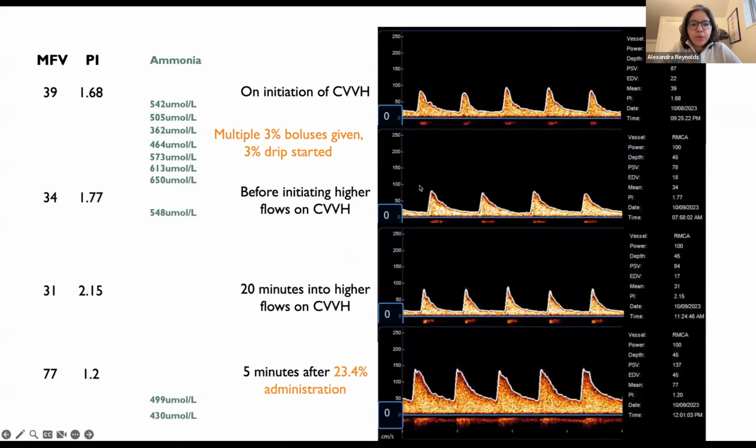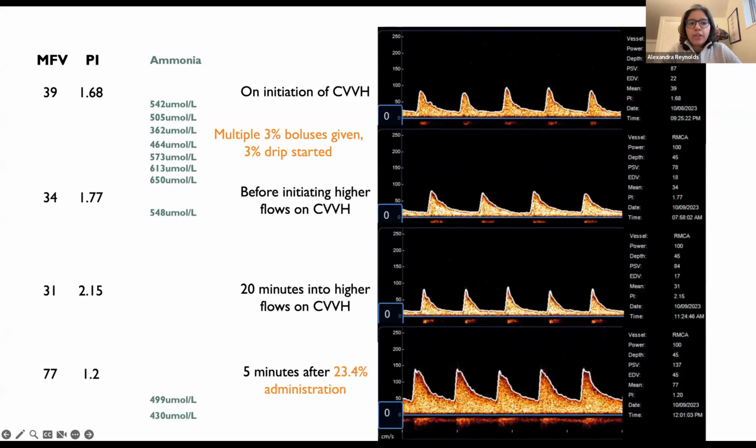And you can see things were getting worse. And then 20 minutes into higher flows, the pulsatility index goes from 1.7 to 2.1. We give him 23%. And within 5 minutes, this is what his TCDs look like, which are much more normal than he had, frankly, even before we had changed the CVVH.